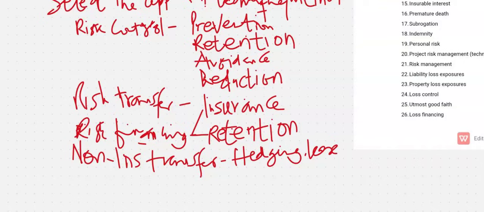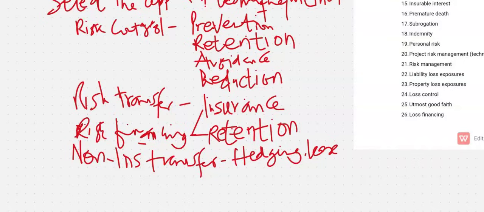Yes, sir. So that is another type of non-insurance, meaning you transfer the risk, but not through insurance. It doesn't include insurance here. So here you hedge. You go with what? Leasing. These are some types of non-insurance transfers. Are we okay? Yes. All right.